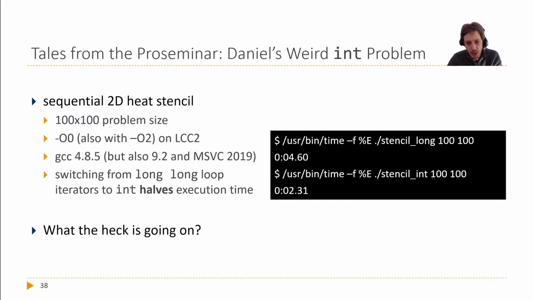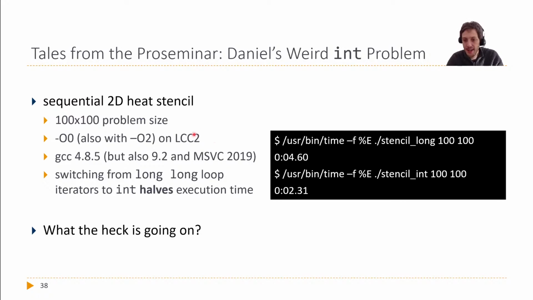Ran it without optimizations, but you could also enable optimizations. The same thing will still happen. We tried with GCC 4.8, we compiled with 9.2, we even tried it with Microsoft Visual Studio. Whatever you do, if you switch loop iterator variables, so the loop iterator variables for i and j that determine where in your physical domain you are, and you change them from long type to int type, it halves the execution time. So the stencil took half as long.